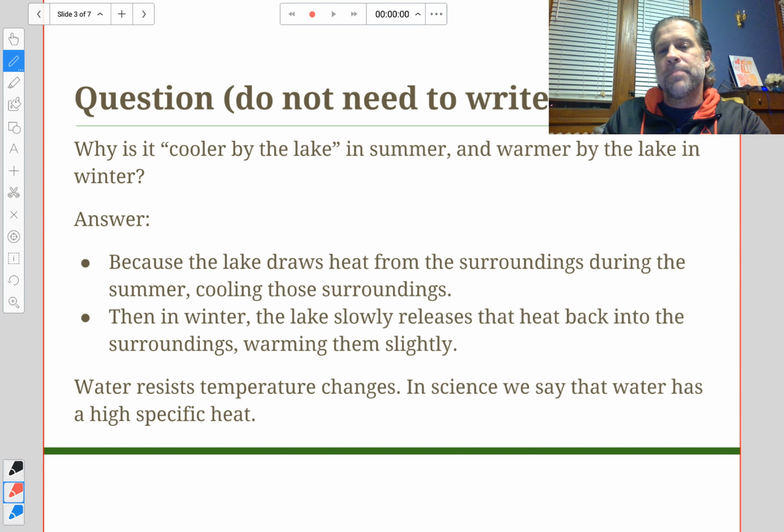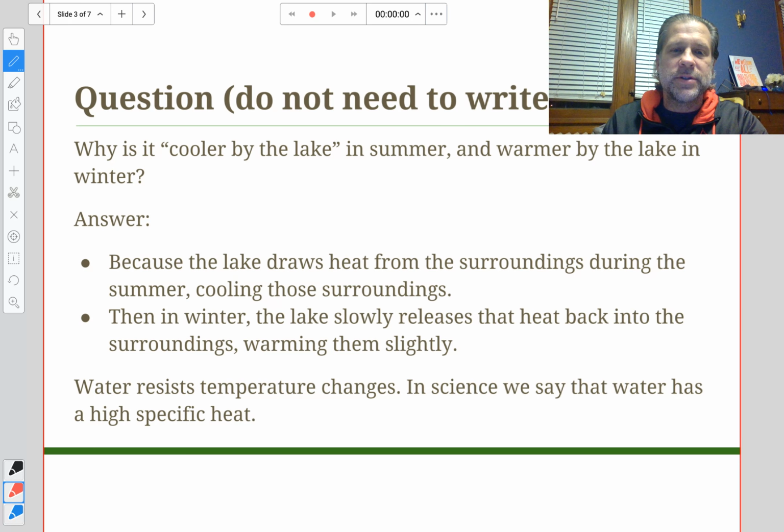Now, you don't necessarily need to write this down, but I do think it's important that you listen to it. So you've heard the phrase, it's cooler by the lake in summer. You may not have heard the phrase, it's warmer by the lake in winter, but it actually is true. Now, let me try to explain why it's cooler by the lake, Lake Michigan, that is, in the summer.